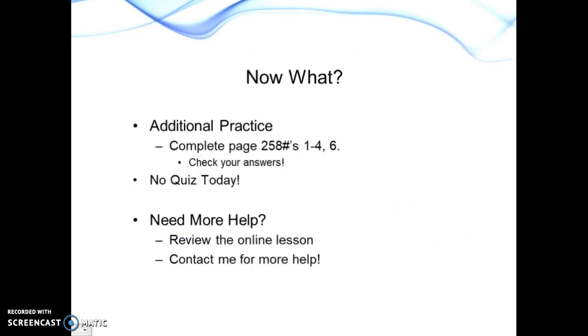So what to do next? In your math book, before taking the quiz, go to page 258 and complete numbers 1 through 4 and 6, making sure to check your answers. There's a solution guide in the course. If you click on content and then course materials, there's a solution guide in the middle that has all of the even answers as well.